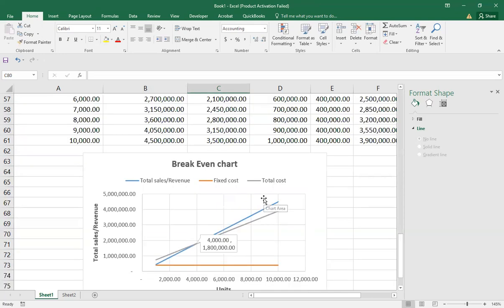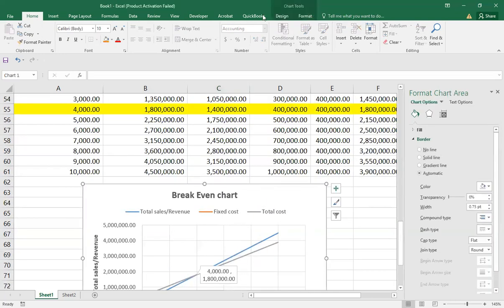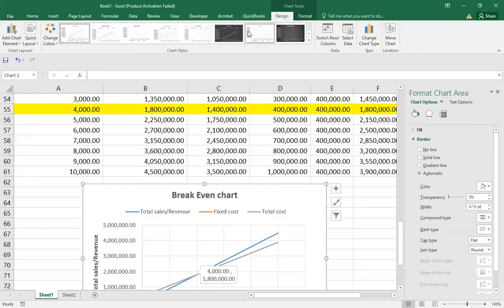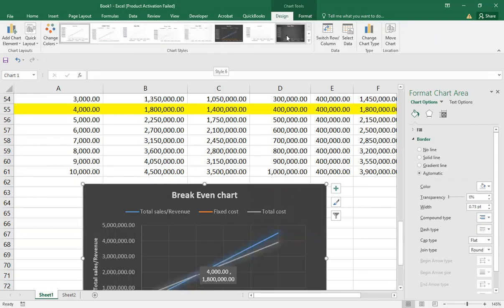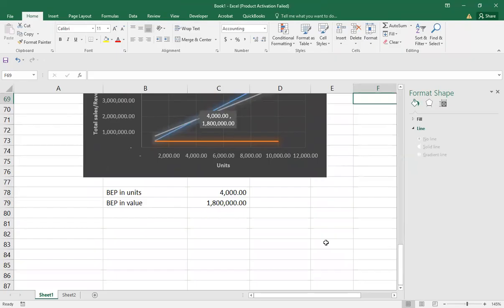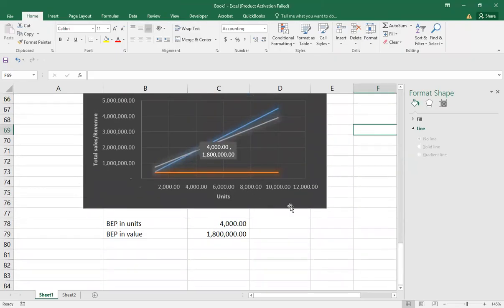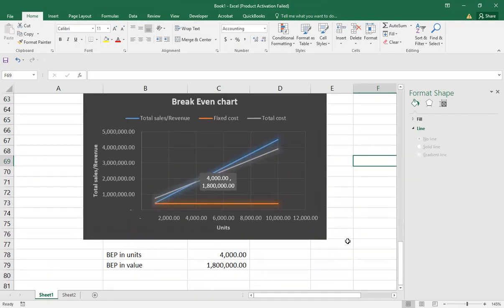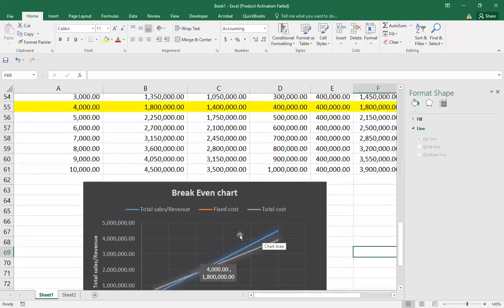You see how simple it is to come up with a chart. You can also come and have your own design if you want, just making your work kind of attractive. So yeah, you can go with either. So these are what you're having here. So in this case, we have prepared our break-even point chart.